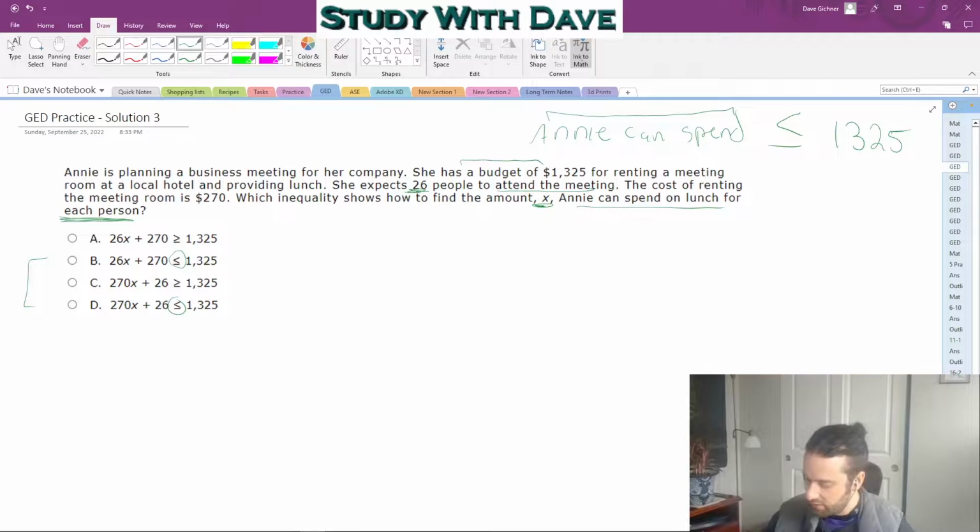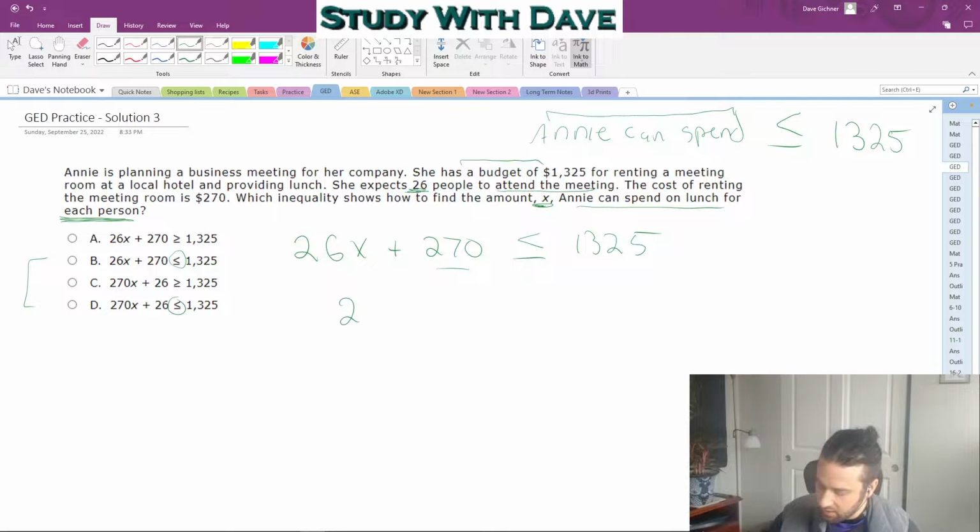So just by reading that, you know it has to be 26X. And then you're just adding 270 on this side, because it doesn't matter if 0 people show up or 26 people or 30 people show up. She has to pay that 270 regardless. So 270 is just kind of there by itself, but has to be on this side of the equation. And that must be less than or equal to 1325.